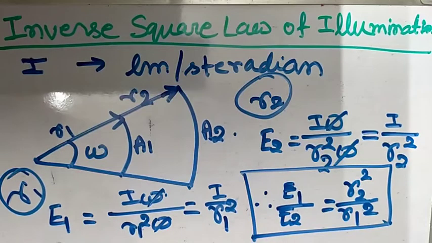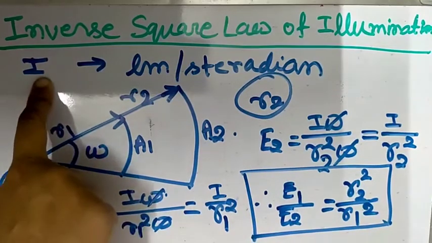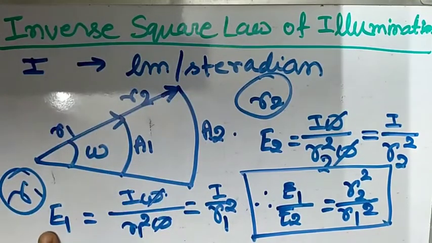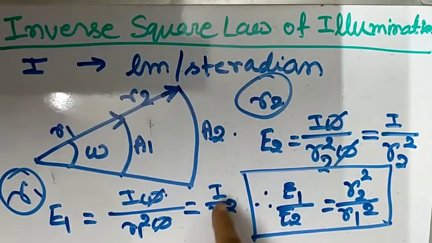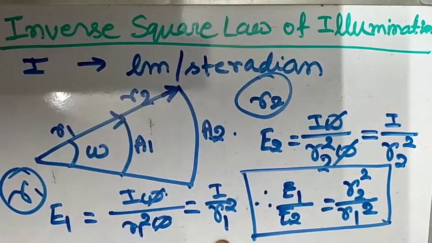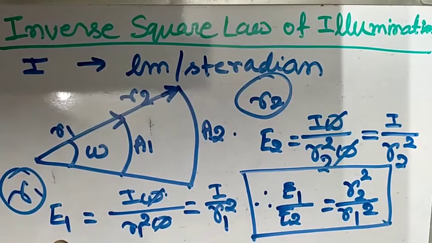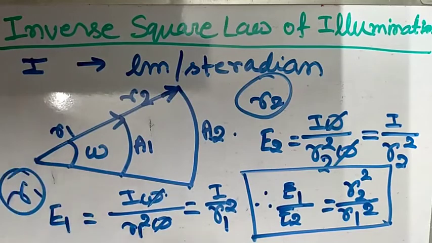That means E1 is proportional to I, where I is the luminous intensity, and E1, that is illumination, is inversely proportional to R1 square. R1 is the distance from the point where we calculate the illumination to the center position. So this is the inverse square law of illumination.